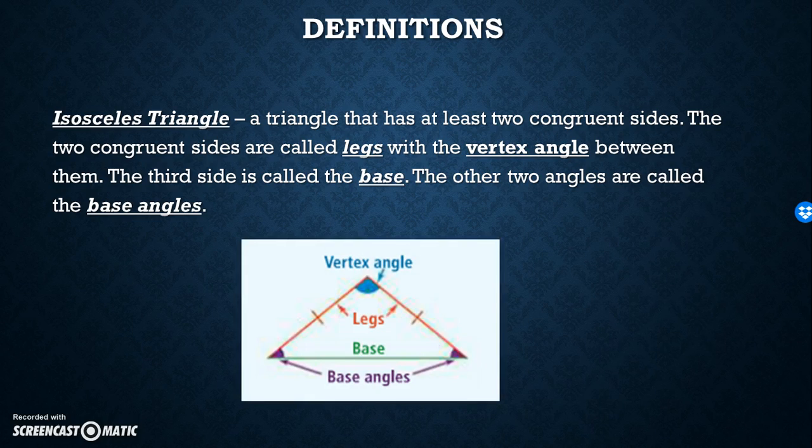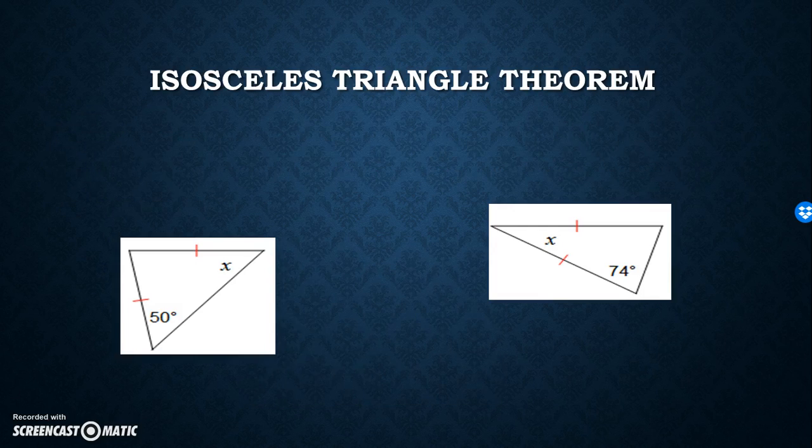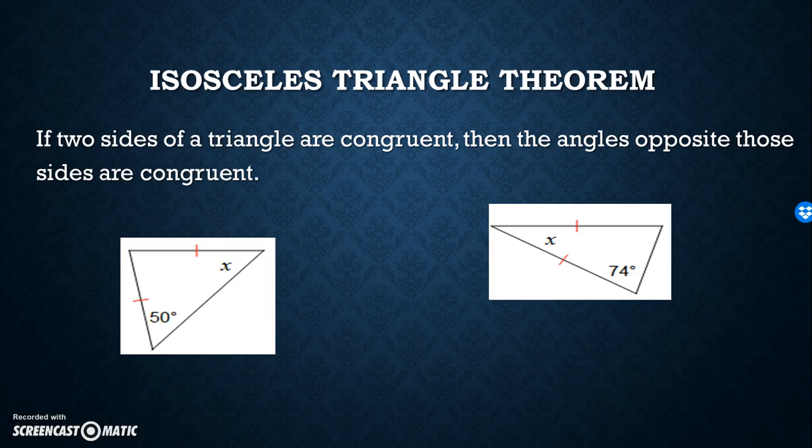So here's our image. You have the congruent legs creating the vertex angle. You have the base, which just so happens to be on the bottom in this example, and the two angles touching the base are called base angles. So the isosceles triangle theorem states if two sides are congruent on a triangle, then the angles opposite those sides are congruent. So in other words, the base angles are congruent.